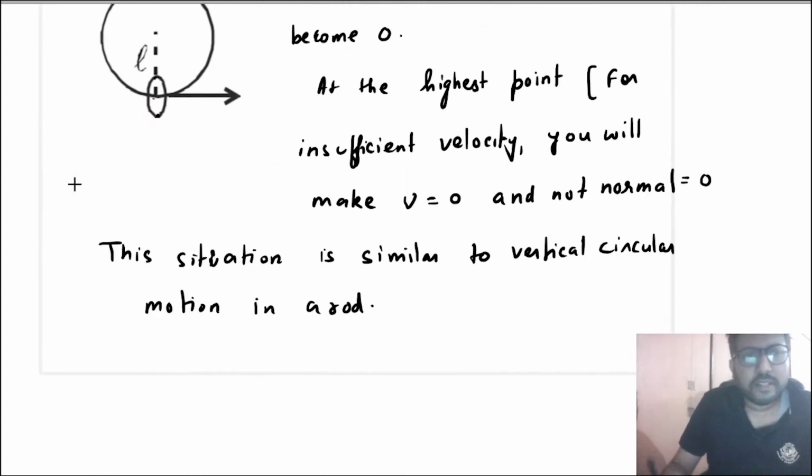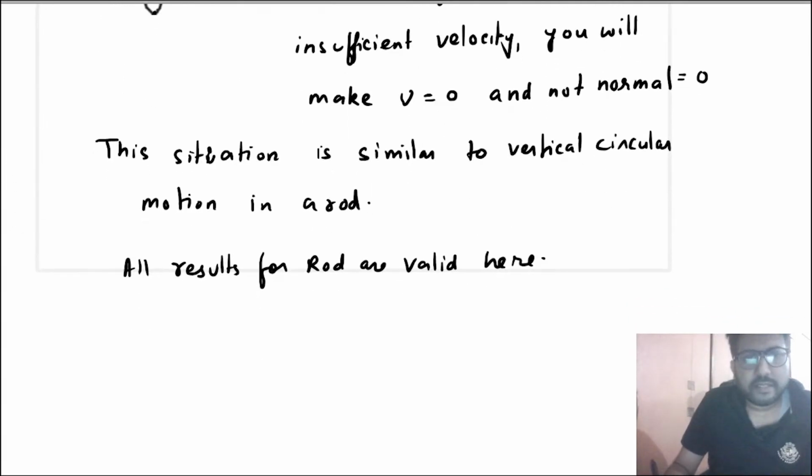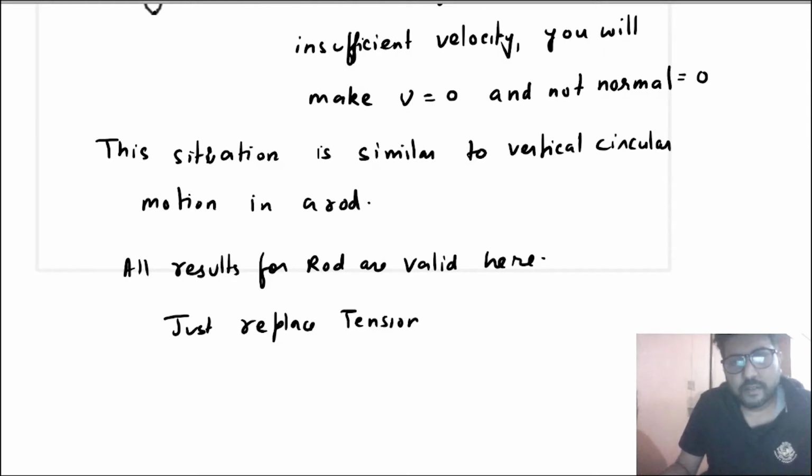So all results for rod are valid here. Just replace tension by normal and L by R. Just replace tension with normal and length by radius.